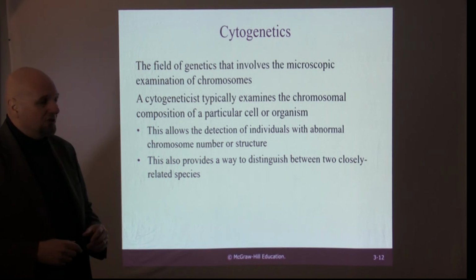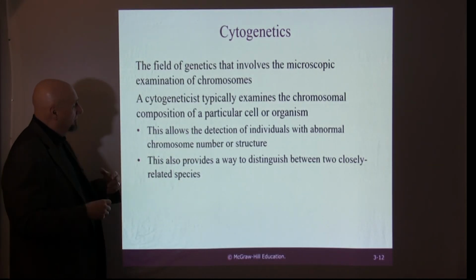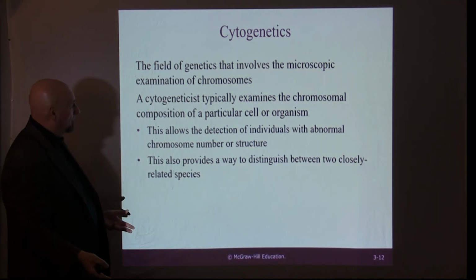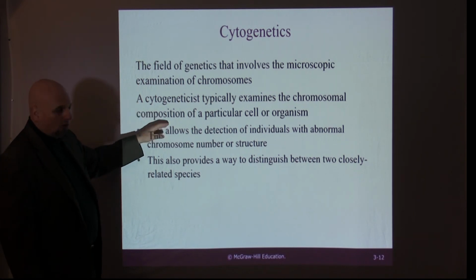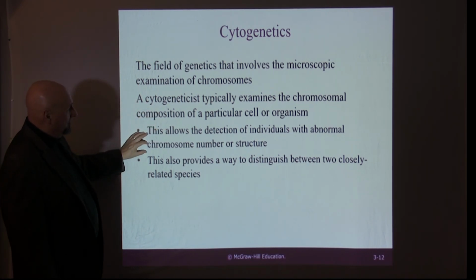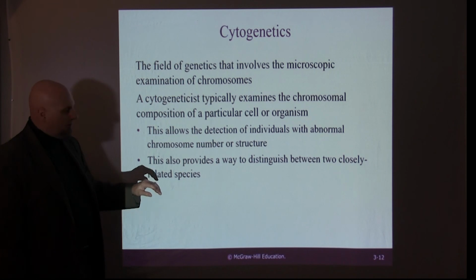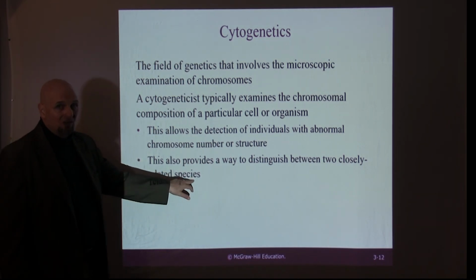So the work that's been done here is in the field of cytogenetics. In this field, it's a combination of microscopic examination of chromosomes and Mendelian genetics. They look at the chromosomal composition of a particular cell or organism. This allows us to look for individuals with abnormal chromosome numbers or structures, which gives us a hint of what's going on. And this all provides a way to distinguish between two closely related species.